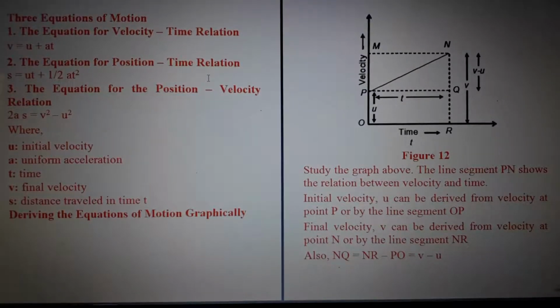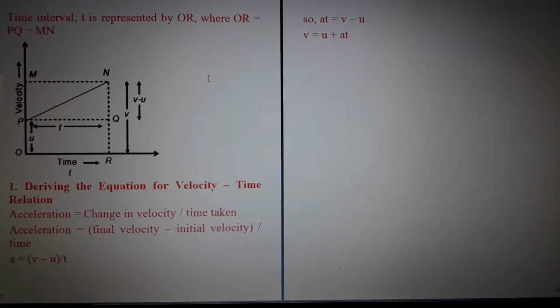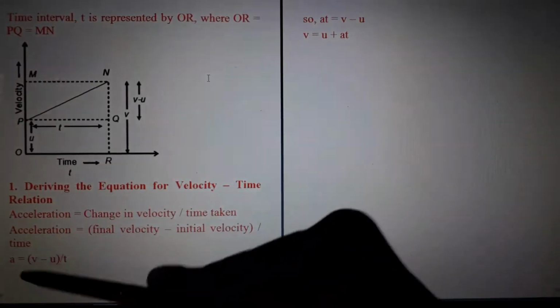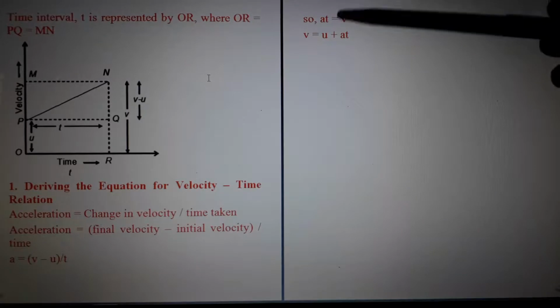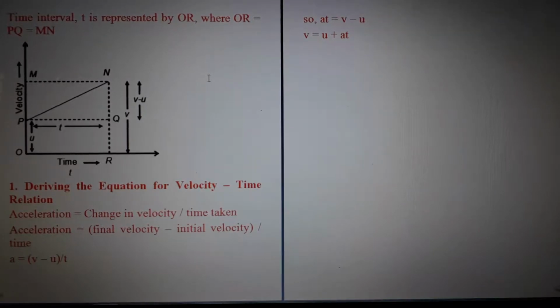We know acceleration is what? It is the rate of change of velocity. Rate of change of velocity means final velocity minus initial velocity by time. Just substitute in this equation, then we will get the first equation, which is V is equal to U plus AT. That is the first equation of motion.